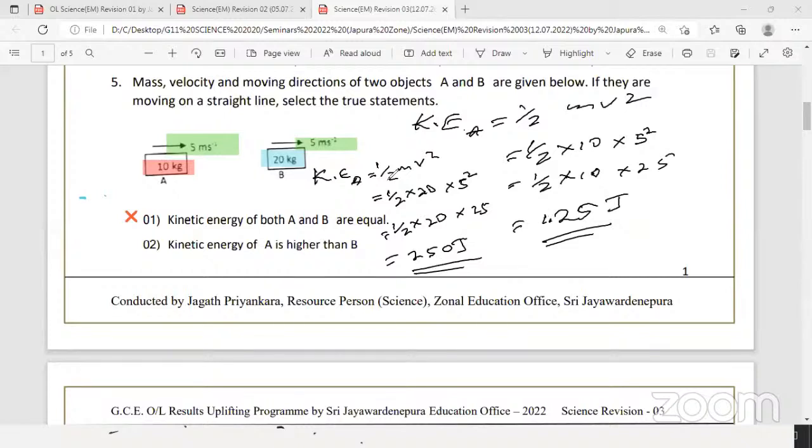Which one has the higher value? Kinetic energy of B is higher, and kinetic energy of A is lower, because when the mass is less, kinetic energy is low. So the statement that kinetic energy of A is higher is wrong. Which one has higher kinetic energy? B. Why? Because the mass of B is greater than A. So the second statement is also wrong. Then the third one is at the top of the next page. I'll move down.